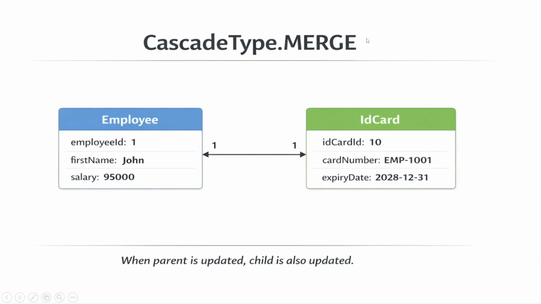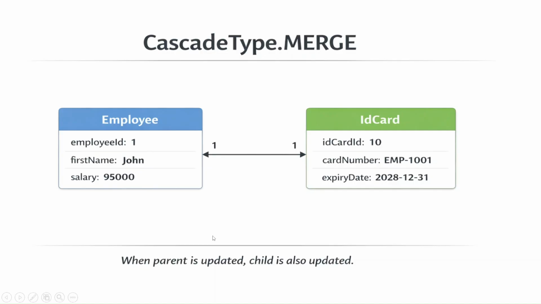So the agenda will be we will understand what is the cascade type merge, and we will do practical hands-on, and we will see the difference, what happens when cascade type merge is available and what happens when it is not available. So this is the agenda. So let's begin. So first of all, let's understand what is cascade type merge.